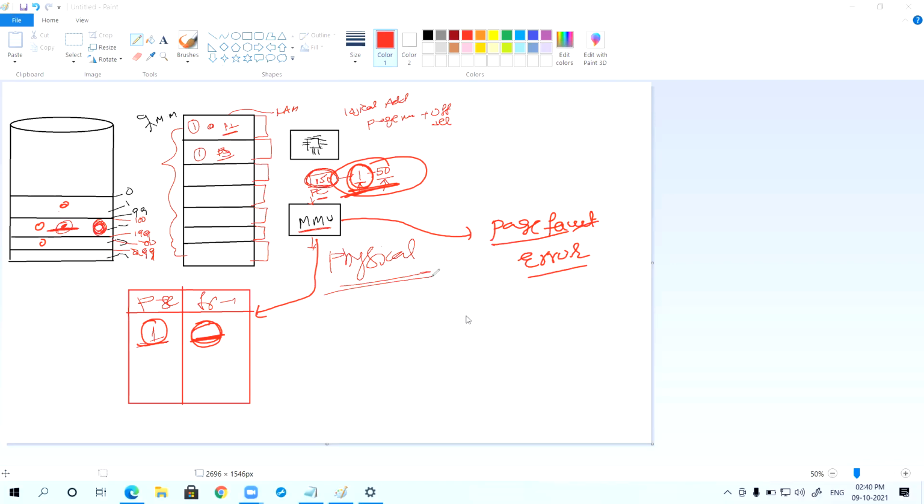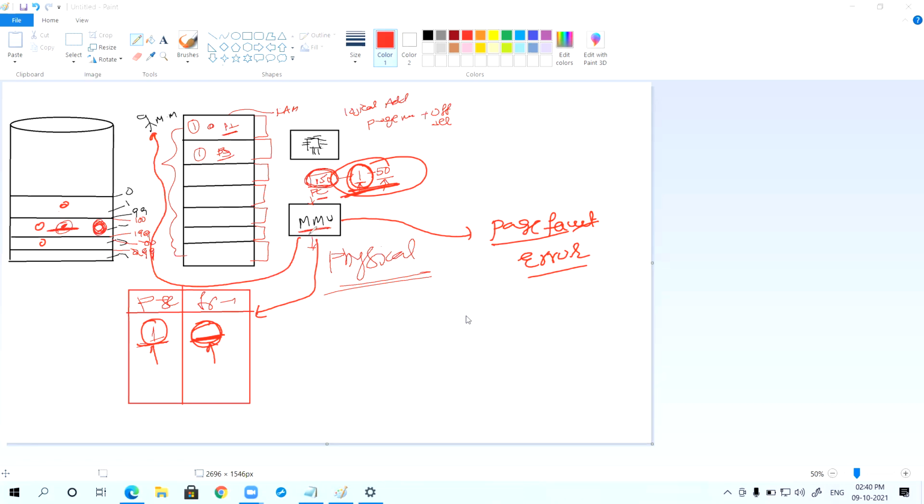I'll give the definitions clearly later. First, try to understand the theory. After that, I'll give the definitions. What is the meaning of page fault? If the required page is not available in the frame, a page fault occurs. Now, can you tell me, logically, when the page fault occurs, the MMU needs to demand the page from whom?